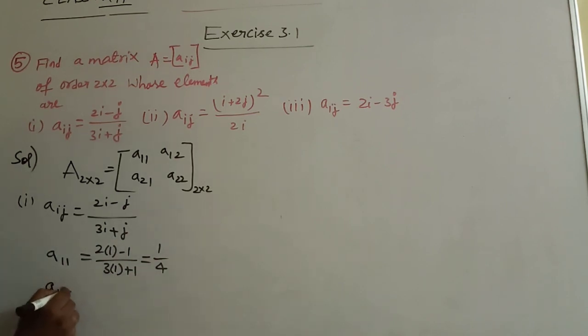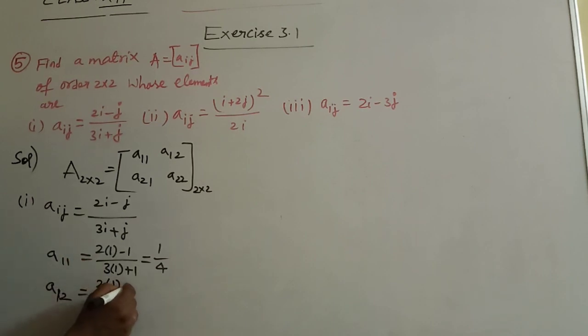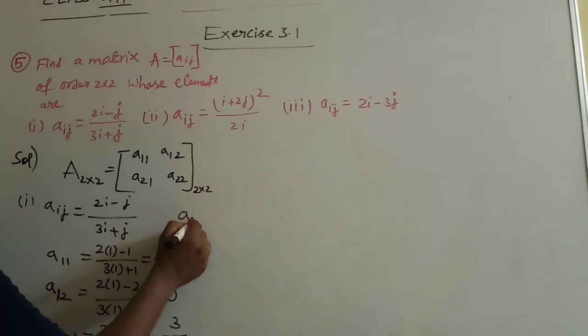Same method now for a12. With suffix 1 2, we get (2 into 1 minus 2) upon (3 into 1 plus 2). 2 minus 2 is 0, and 0 upon any number is 0. Next, a21: (2 into 2 minus 1) upon (3 into 2 plus 1). 2 2s are 4, 4 minus 1 is 3, upon 2 3s are 6, 6 plus 1 is 7, so 3 upon 7.